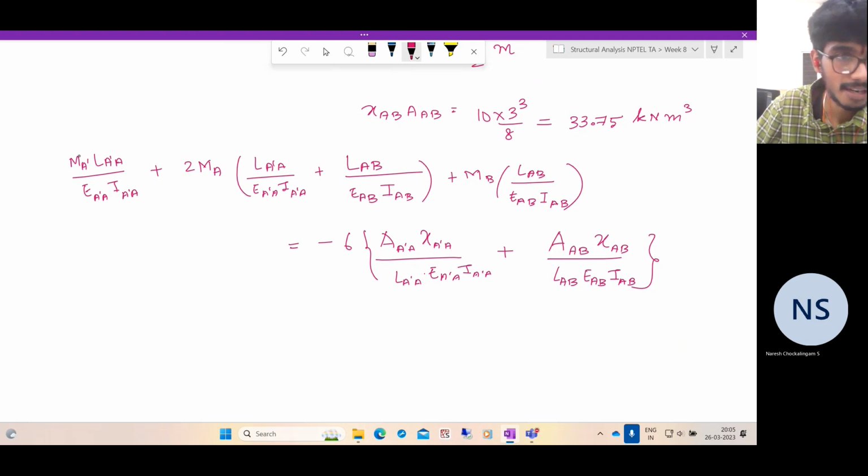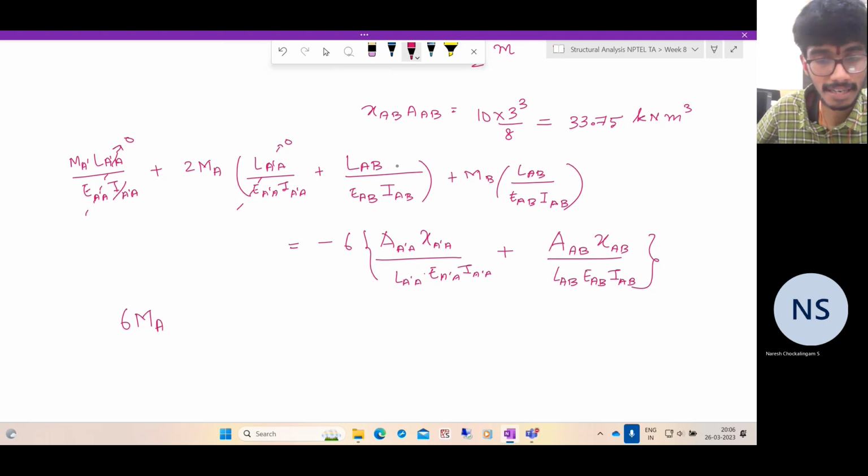So what is that we get? We know that MA prime is 0 and also IA prime A is infinity. So this term vanishes. Here also IA prime A is infinity, so 1 by infinity becomes 0. So this term vanishes. So what you get is, what is LAB? It is 3. So 2 into 3 is 6 MA.